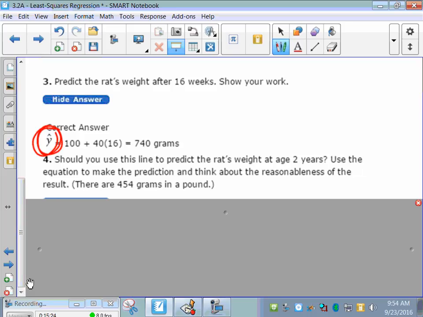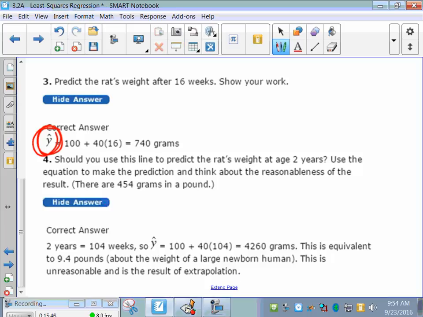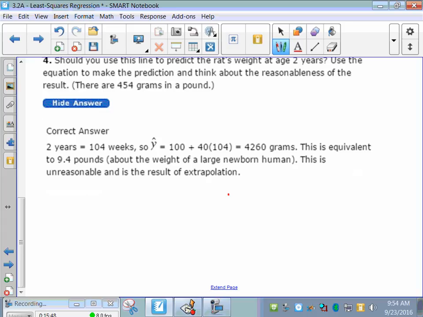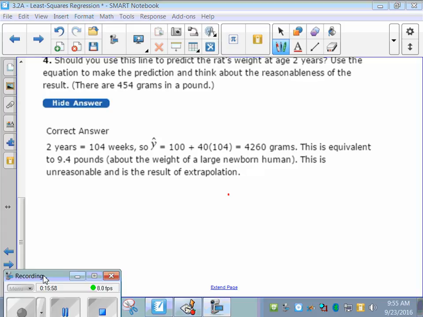Should you use this line to predict the rat's weight at 2 years old? Use the equation to make the prediction and think about the reasonableness. Yeah, so 2 years, you got to convert that to weeks, right? And then you'd plug it in, and what do you guys think? Is it going to make sense? No, that would be like a huge rat. So it would weigh 4,260 grams. That's 9.4 pounds, which is the weight of a newborn human. That's called extrapolation. All right. Good time.